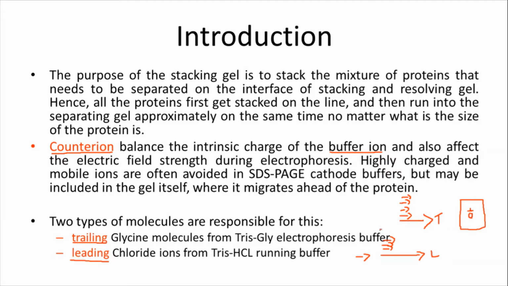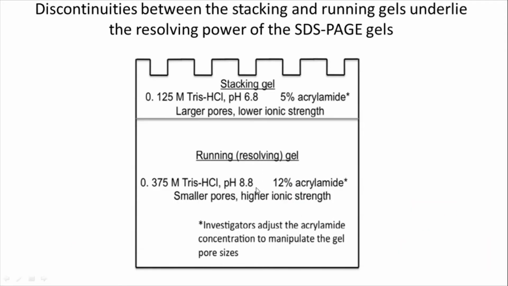The discontinuous system is suitable for SDS-PAGE. It contains two types of gel. One is the stacking gel. The discontinuous system employs two buffers, yes, two buffers with a pH difference of 2. Because the stacking gel pH is 6.8 and the separating gel pH is 8.8. Also the stacking gel has a large pore size. Similarly, the separating gel pore size is very small.